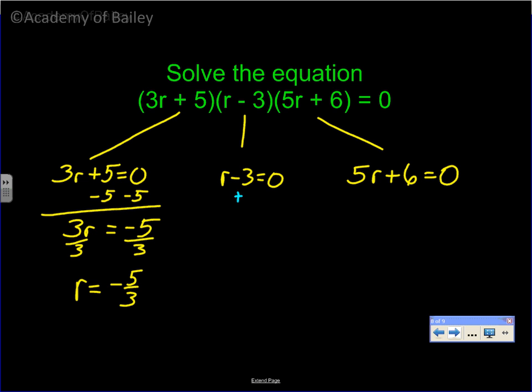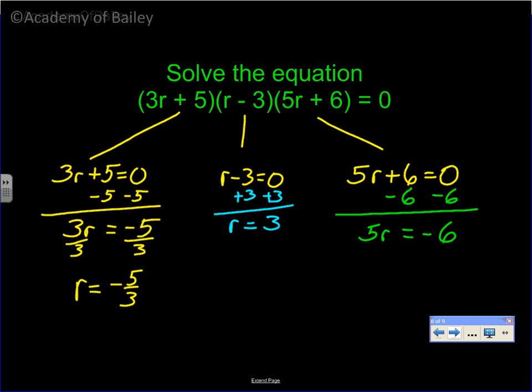In the middle, add 3 to both sides. r is equal to positive 3. And on the far right side, 5r plus 6 is equal to 0. Subtract 6 from both sides. So 5r is equal to negative 6. Divide both sides by 5. So r is equal to negative 6/5.